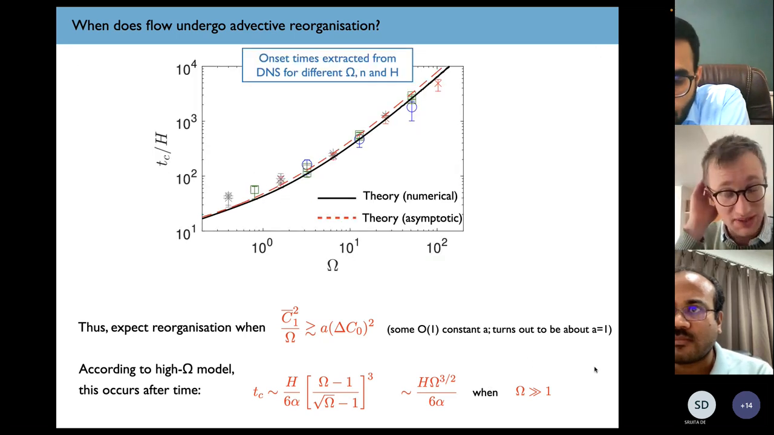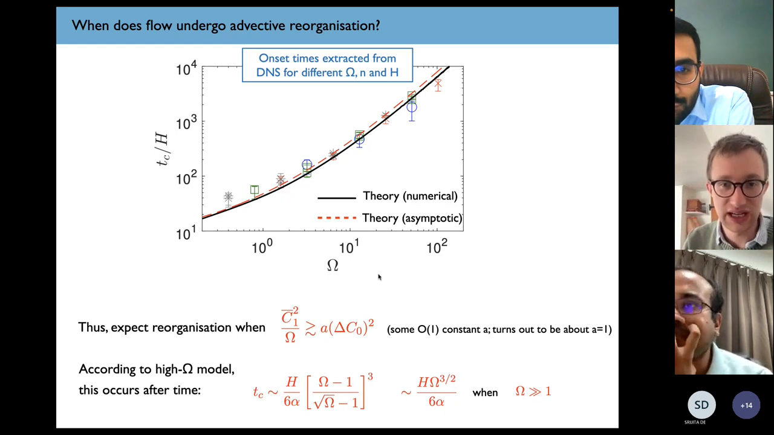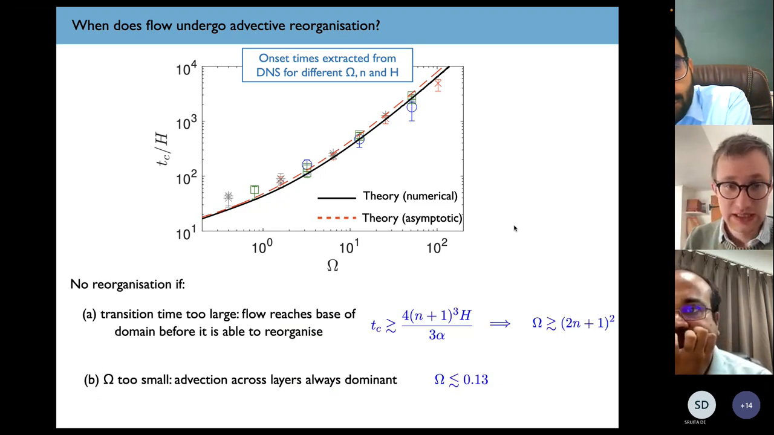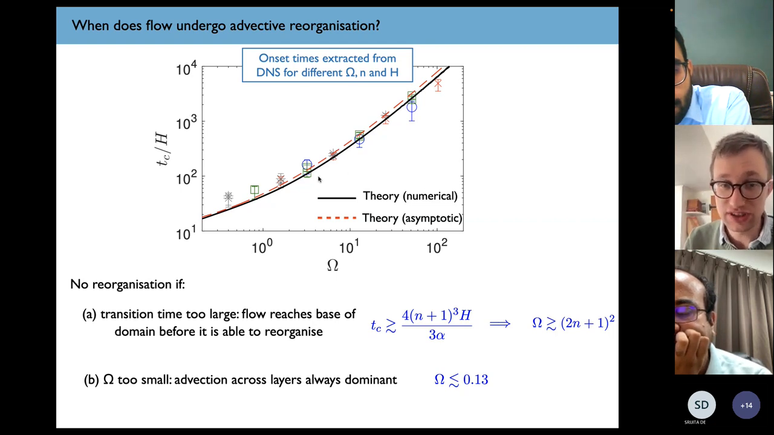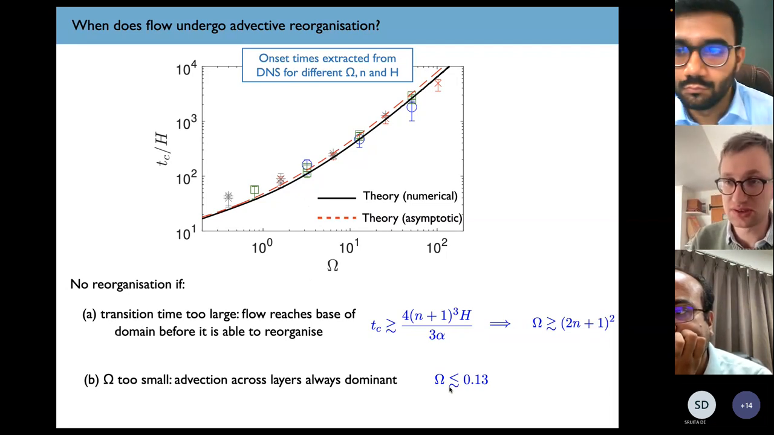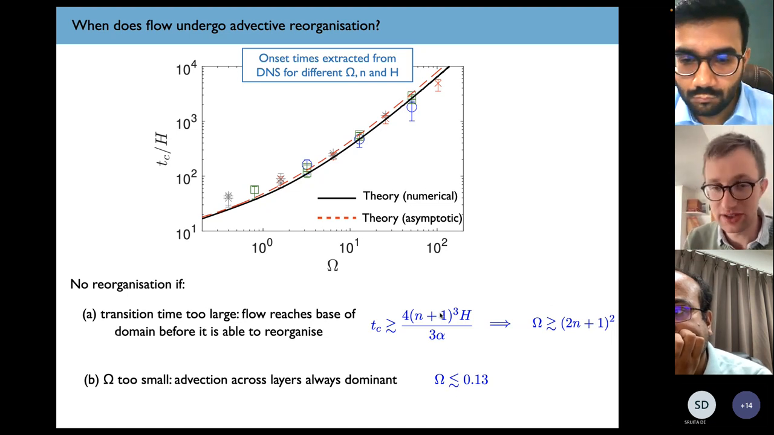And it turns out that this quite simple argument is a really good predictor of the time at which this advective reorganization happens. You see here's a plot of when it happens as a function of omega for different values of n and h and such like, and it looks pretty good. And you can also extract from this, when will there be no reorganization? Does it always reorganize? Not necessarily, because the thing might reach the base of the domain before it is able to. And conversely, it might never reorganize because it never needs to, because omega is too small to have ever entered this kind of diffusive only regime. So you can get limits on all the behavior just from thinking about what's going on here.